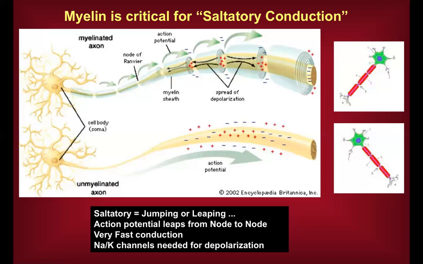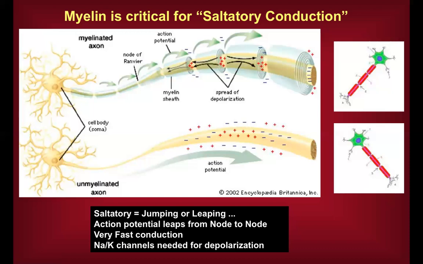So this saltatory conduction is this fast, jumping conduction of the nerve signal. So it leaps from node to node. It's very fast, and you see these channels are needed for this depolarization. And so you see an unmyelinated axon can still do an action potential, but moves slower.